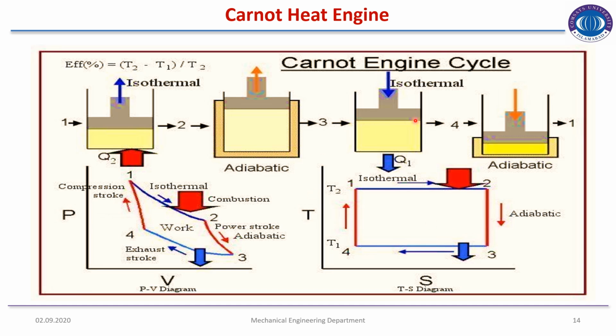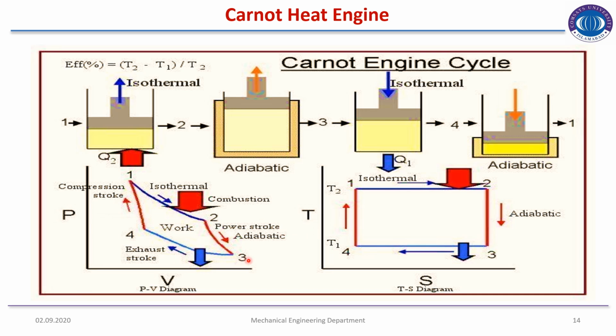For process 3 to 4, that is isothermal compression, Q1 amount of heat is rejected to the atmosphere. In the PV diagram, in the light blue color line, you will see that 3 to 4 is the exhaust stroke. So heat is rejected to the atmosphere.